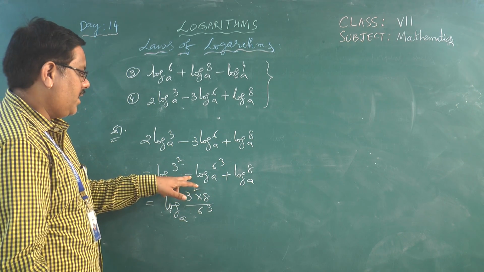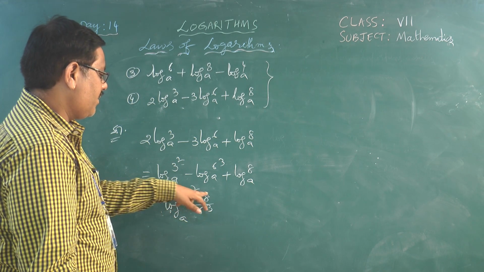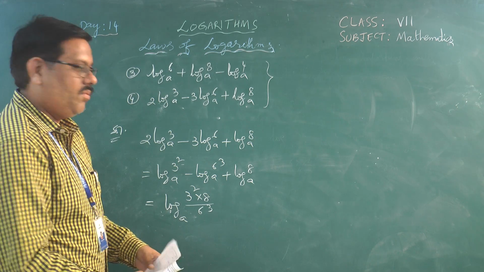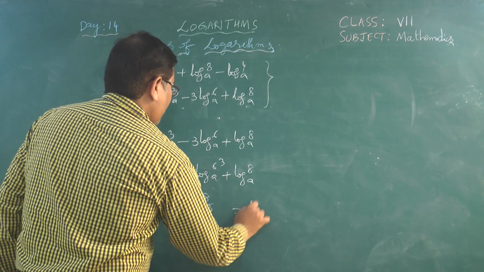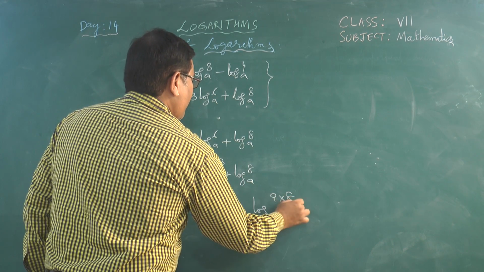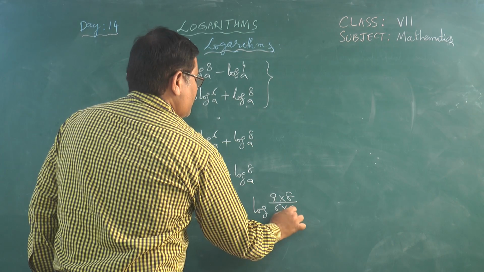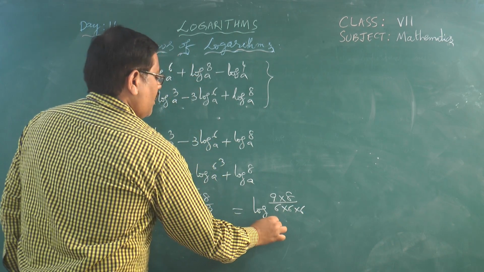Because here the sign is minus, so here we have to write it in the denominator place. So there is log 3 square into 8 to the base 6 cube. That can be simplified later. That is log 3 square is, suppose, 9 times 8 by, here it is 216, or 6 into 6 into 6 to the base a.